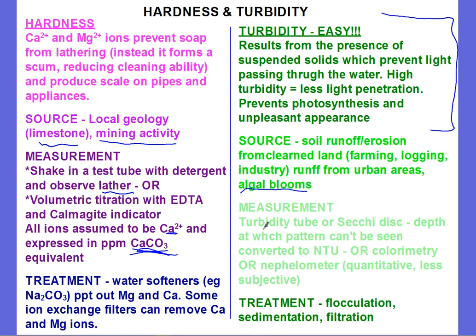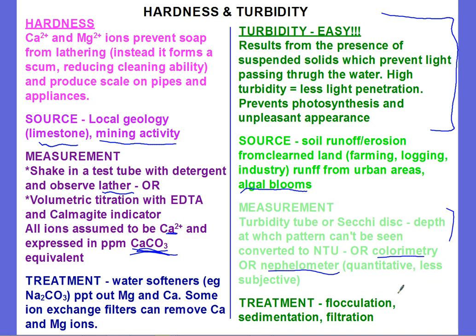How do you measure it? You measure it with a turbidity tube or Secchi disc. You basically fill the water up to a certain depth or put the disc into a certain depth till you can't see the marks anymore, and that depth of water is converted to NTU or nephelometric turbidity units. You can use colorimetry to measure it, or you can use a nephelometer, which is quantitative and less subjective than the use of the turbidity tube.